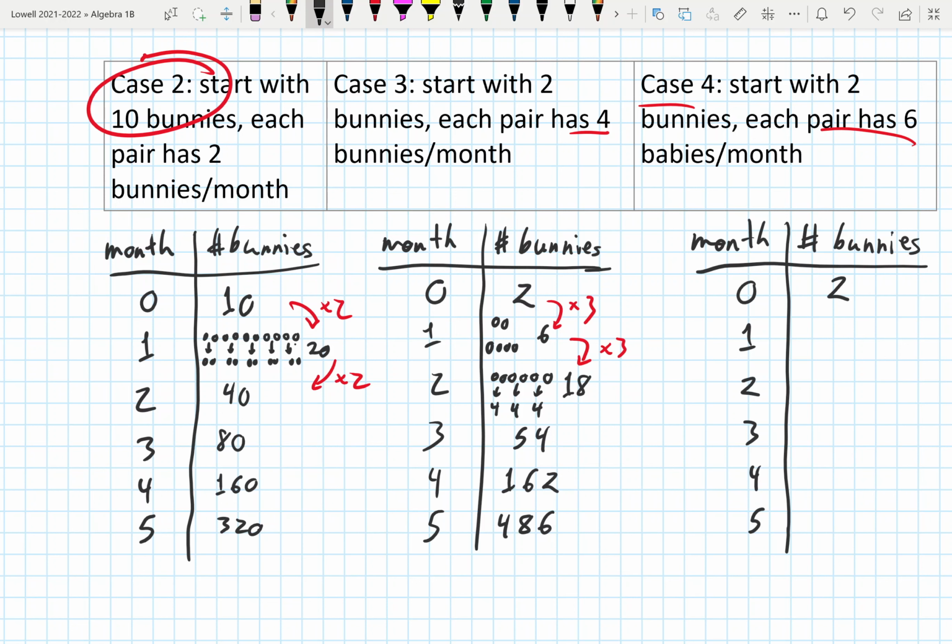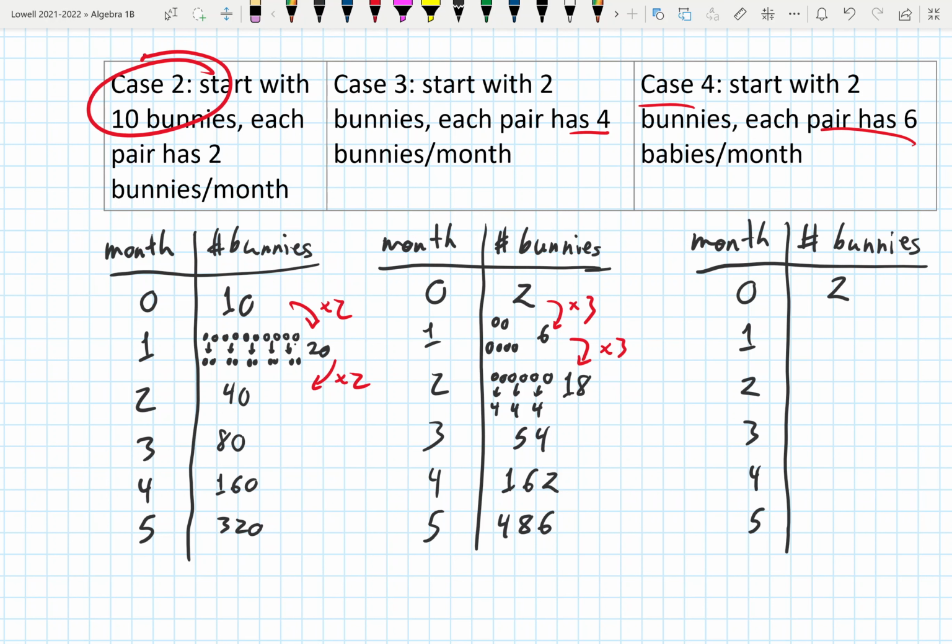Okay, so actually we can already see that it looks like case 3 beats out case 2 already, right? Because yes, it started off with less, but it's multiplying and it's already growing faster and faster, and plus it's already beaten it out at 5 months.